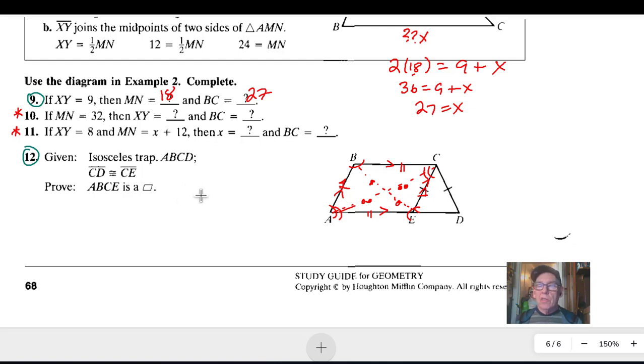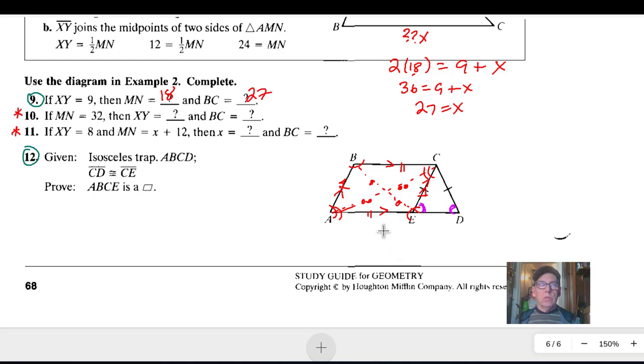To start us out, they're saying that CD is congruent to CE. So CD and CE are congruent. Okay, so what does that do for us? If these two are congruent to each other, then this is an isosceles triangle, and from that, we know that angle D and this angle here, angle CED, are going to be congruent to each other.